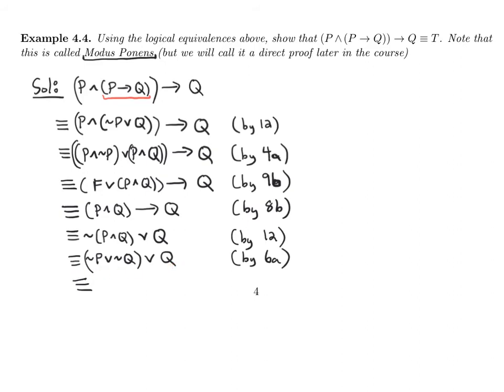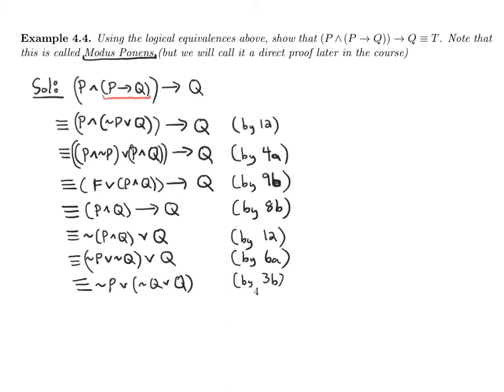So we just have a bunch of ors between some statements, so we can use associativity here. So we're going to use associativity and group it in the following way. Not P, or, I'll write it like this, not Q, or Q. And that's by associativity, which is, I believe, 3B on the previous slide.